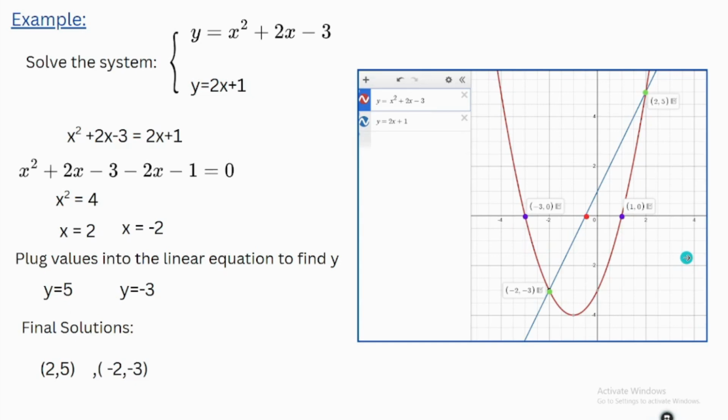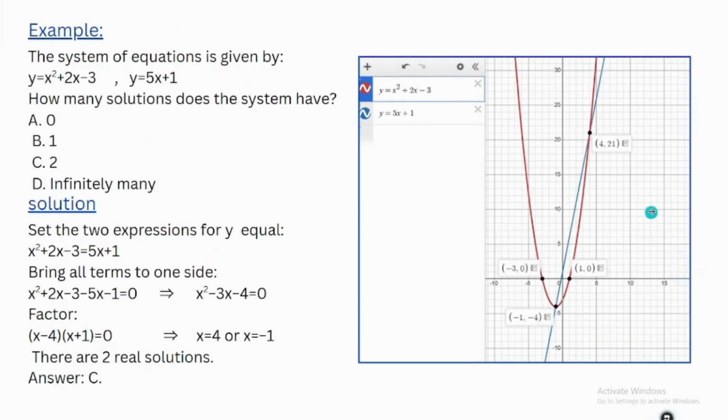We will see another example. The system of equations is given by y equal x squared plus 2x minus 3 and y equal 5x plus 1. We will equate the two y's. We will say x squared plus 2x minus 3 equal 5x plus 1, and solve for it. We get everything on one side. Then we find that x squared minus 3x minus 4 equals 0.